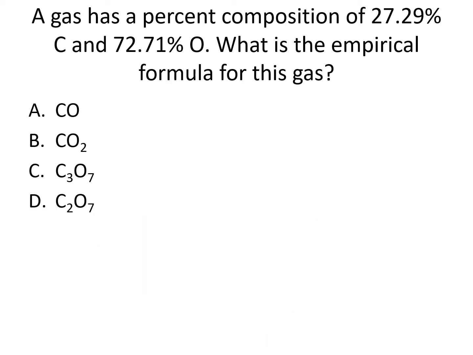A gas has a percent composition of 27.29% carbon and 72.71% oxygen. What is the empirical formula for the gas? As you approach this problem, you're finding the empirical formula the same way you've done before. You just have one extra step at the beginning. Is the answer A, CO, B, CO2, C, C3O7, or D, C2O7?